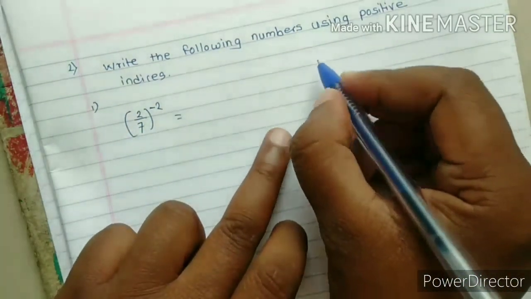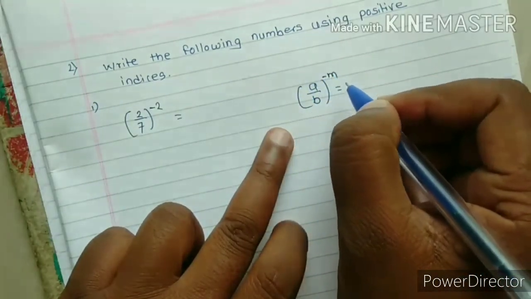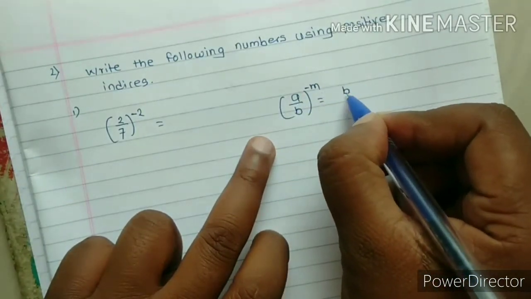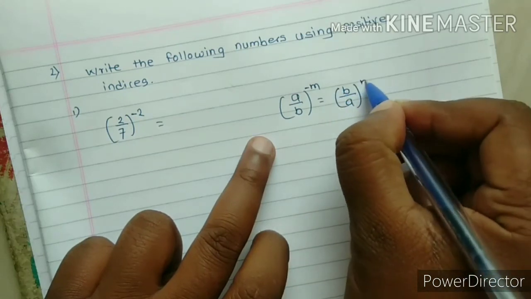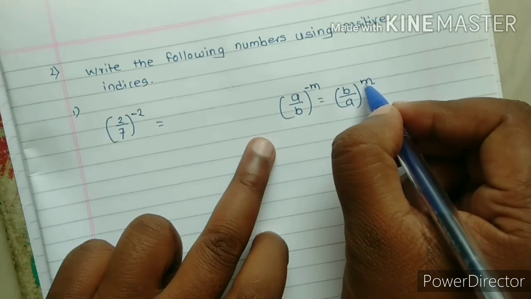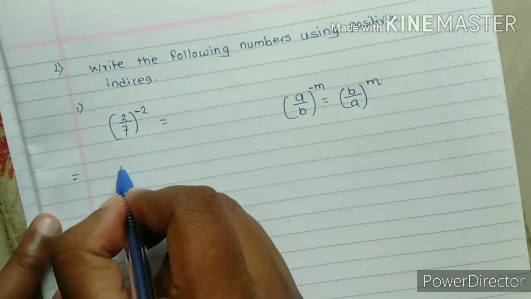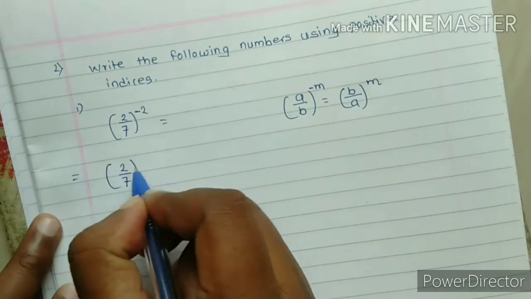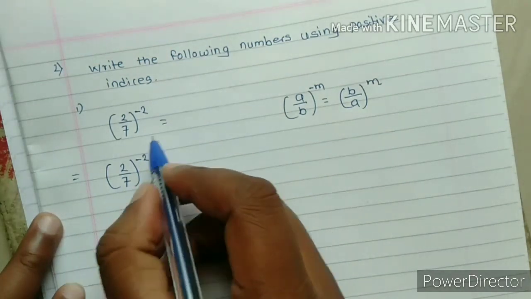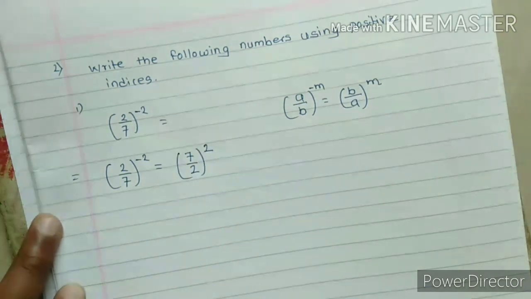Therefore, law of indices, which one? (a upon b) bracket raised to minus m is equal to, write down its multiplicative inverse. A upon b having multiplicative inverse is (b upon a) raised to m. Here the index number is positive. Therefore (2 upon 7) raised to minus 2 is equal to, 2 upon 7 having multiplicative inverse is 7 upon 2, bracket raised to 2.